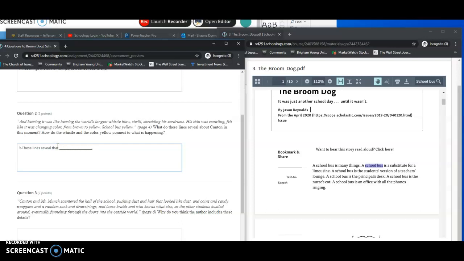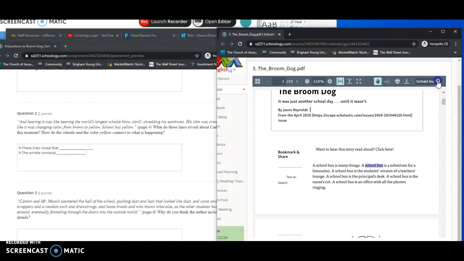Now we're going to go on to the second question. We're going to start with our R. We're going to reuse words from the prompt. How do the whistle and the color yellow connect? The whistle connects, and then you're going to tell me how it connects, okay? And then the last part of RAP is our P, prove, okay? So we're going to prove it, all right?